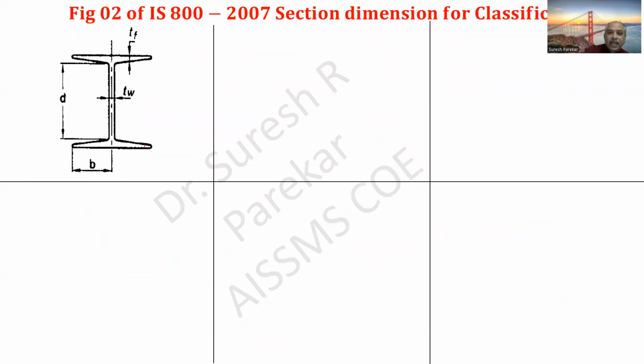Now second, we have the dimension classification. For this we have the beam section. This is given on page 19 of IS 800:2007, figure 2. He may ask what the classifications are. We have four: section is plastic, section is compact, section is semi-compact, and section is slender.